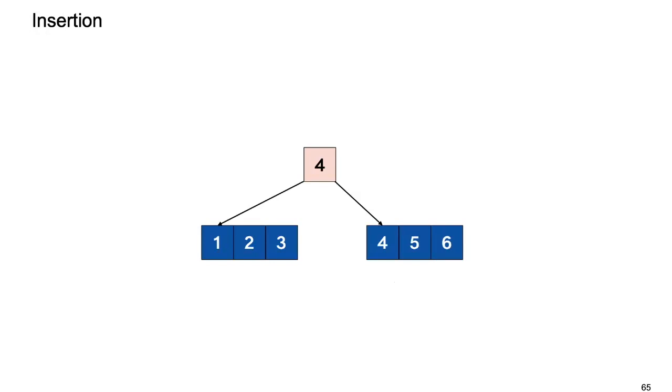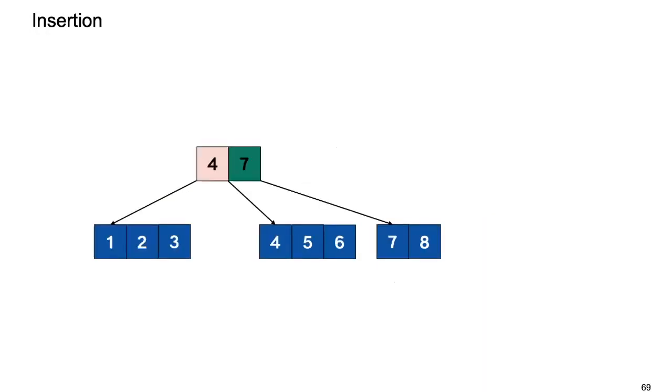I continue, 6, 7, still fine. 8, I have a problem again. 8, that's more than 4 again. So I split it with 7, and that's it. Now I get again, now the root has 3 children, that's totally fine, 2 keys.